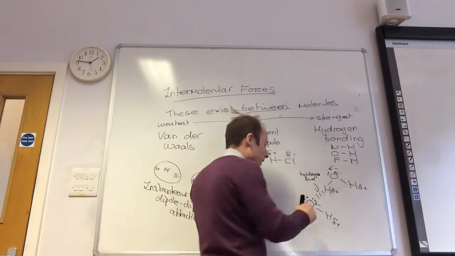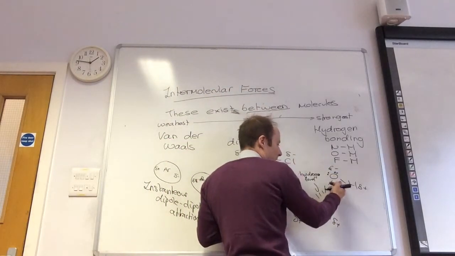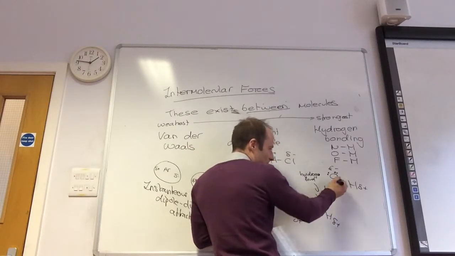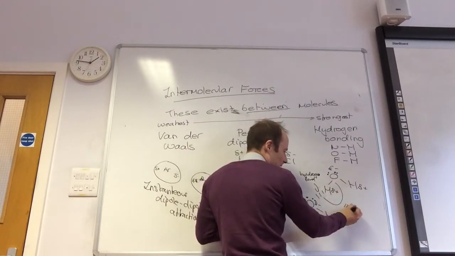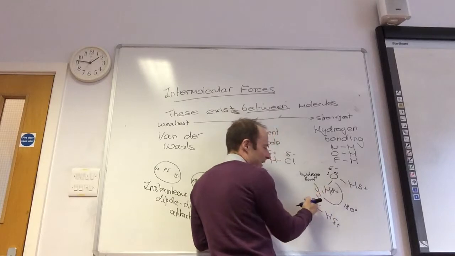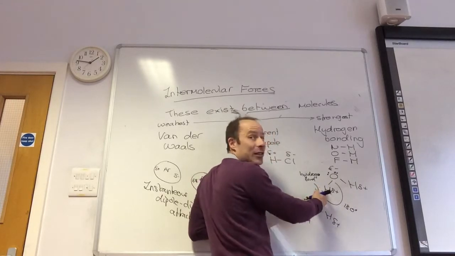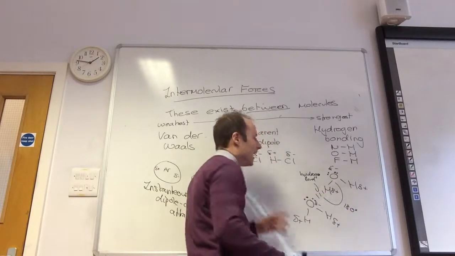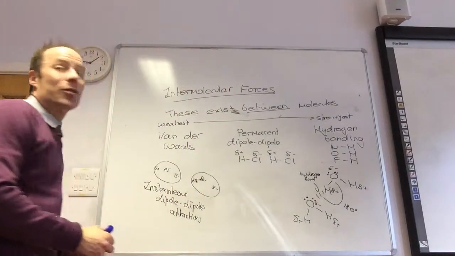So when you're drawing them, always put your lone pairs on. This bond angle there should be 180 degrees. It should be a straight line from there to there with your hydrogen in the middle, and put your delta plus and your delta minus on, like so.